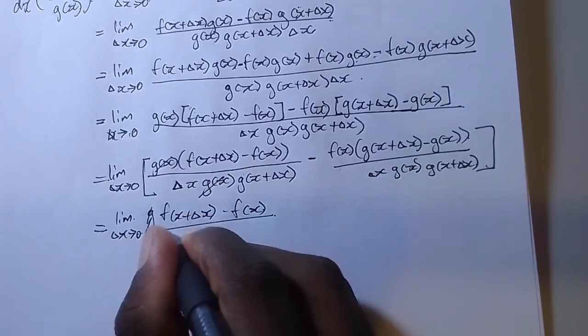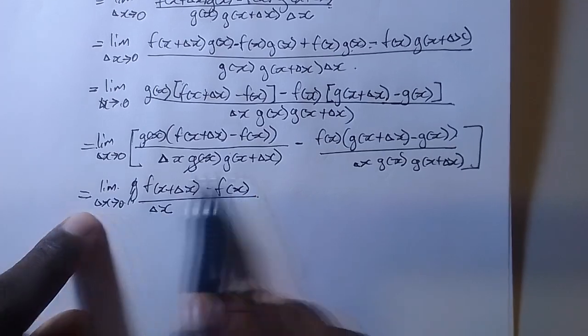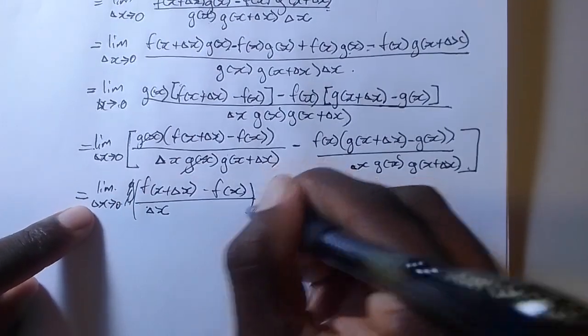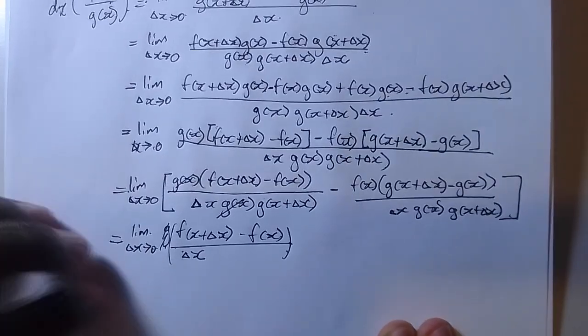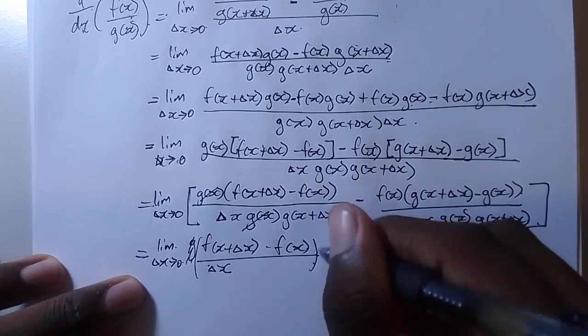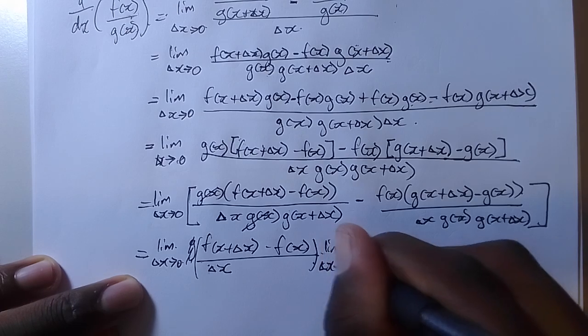divided by delta x. Okay, I want this only. I want this to be alone, right? Because it looks familiar. And you see people looking familiar, you want to make them be alone with you to communicate about life. As well as the limit delta x approaches 0.